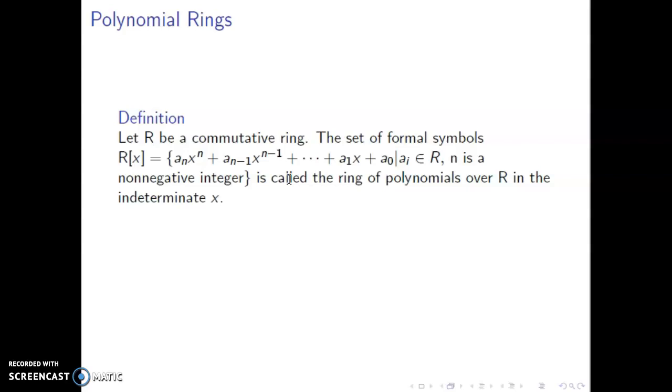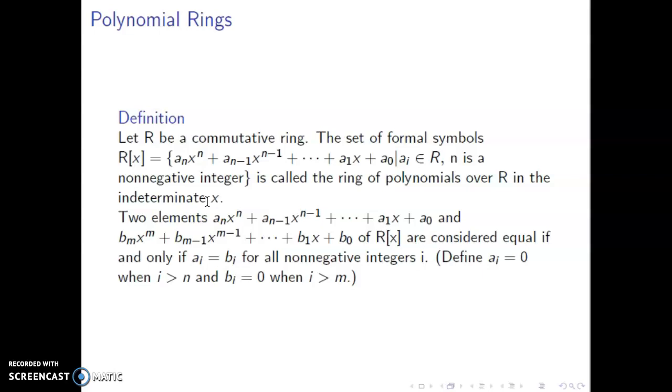First, the definition. If R is a commutative ring, the set of formal symbols R[x] equal to a_n x^n + a_{n-1} x^{n-1} and so on up to a_1 x + a_0, where a_i belongs to R and n is a non-negative integer, is called the ring of polynomials over R in indeterminate x.